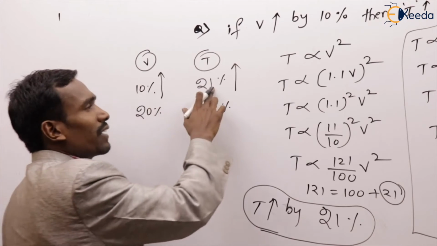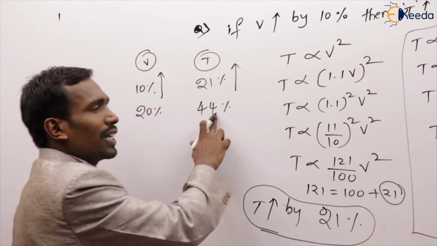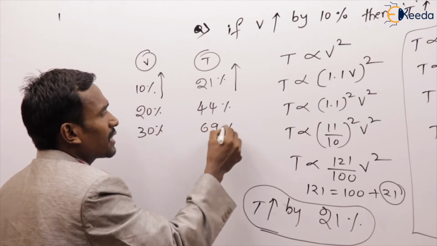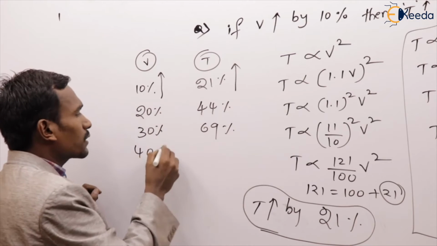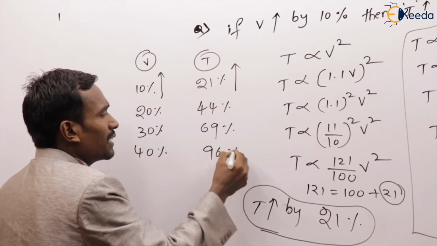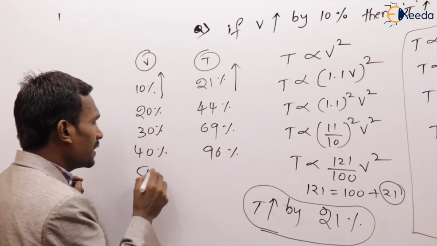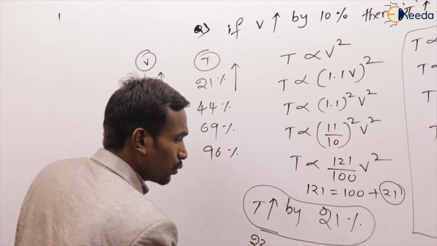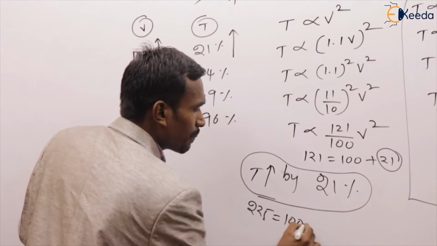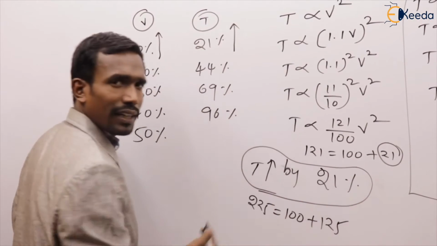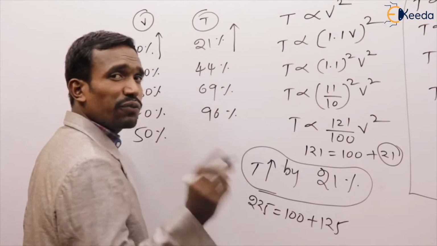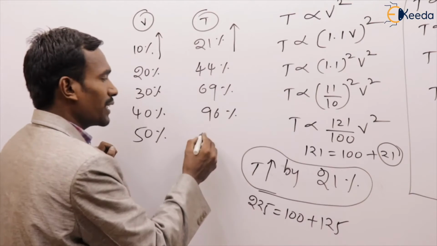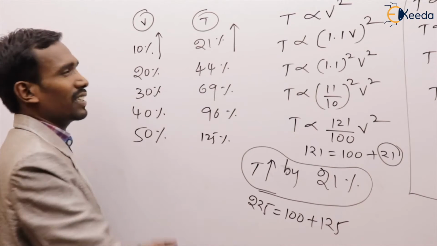Because 11 square is 121, 12 square is 144, 13 square is 169, 14 square is 196, 15 square is 225, which is nothing but 100 plus 125.